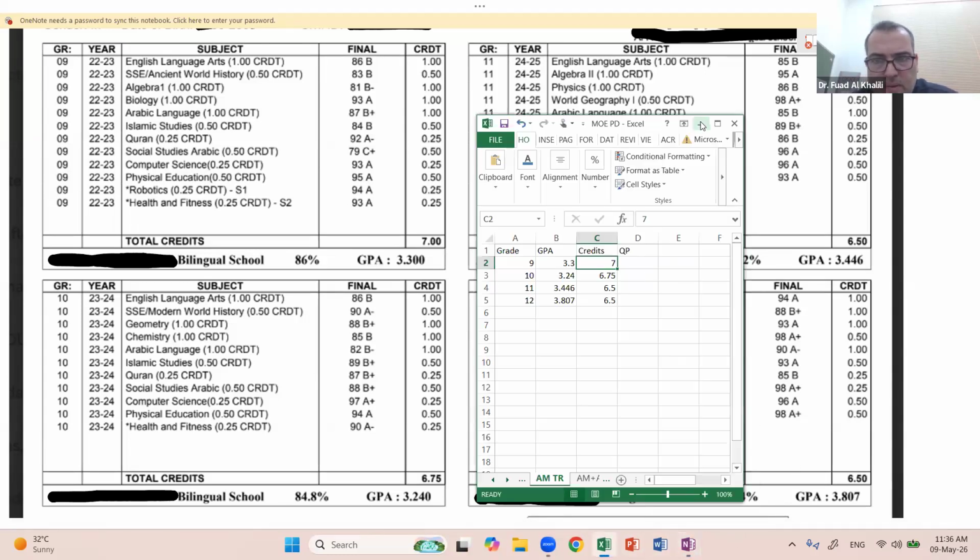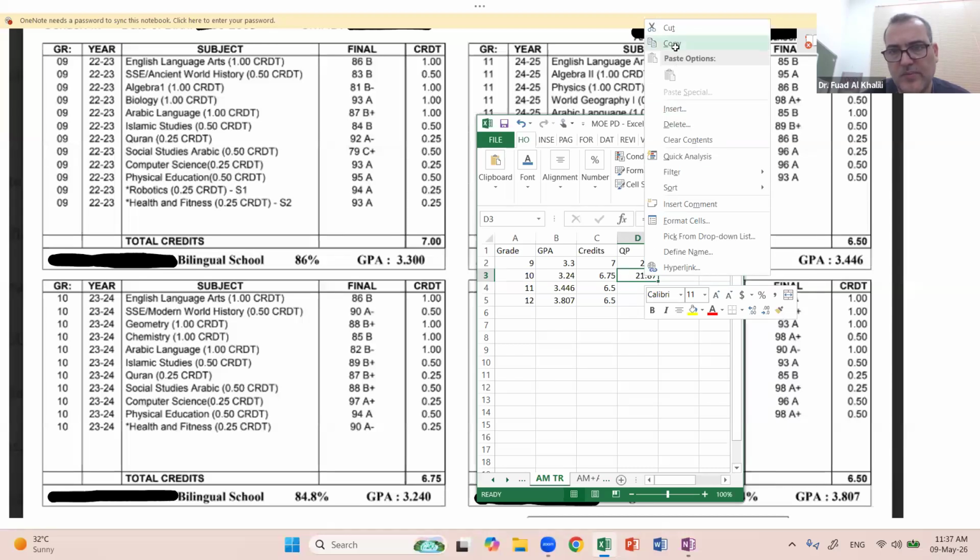On the Excel sheet that I put, we put GPA and credits for every year. Now we calculate the quality points for every year. What is the quality point for grade 9? It's equal to the GPA column multiplied by the credits column. Again, the same thing, I'm just going to copy it and shift it down.